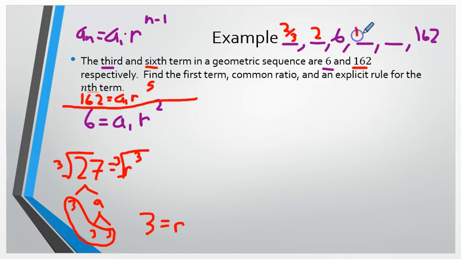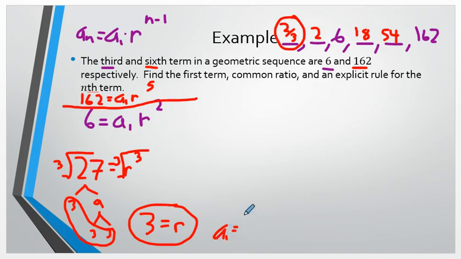6 times 3 is 18. And if I multiplied by 3 again, that would be 54. And this way I can nicely check my answer, because if I multiplied by 3 again, sure enough, that would equal 162. So we found the first term, we found the common ratio, we have r, we have a sub 1.